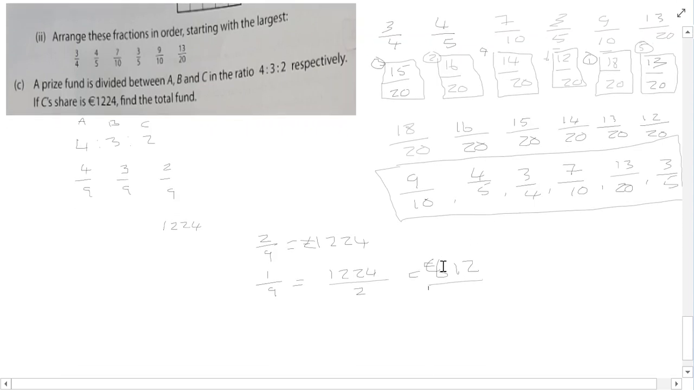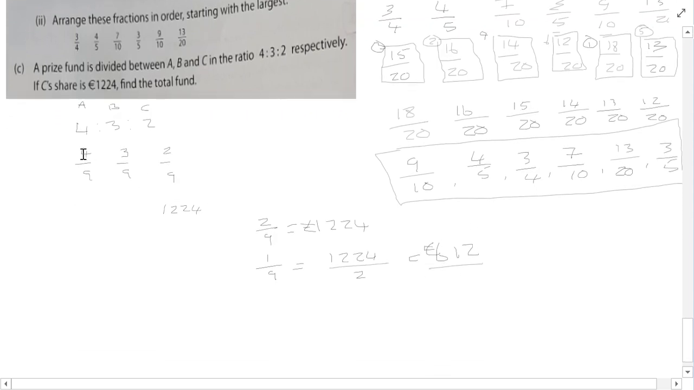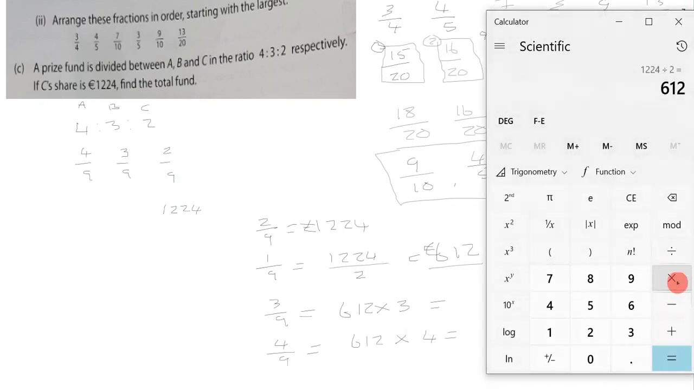So now we can easily figure out what 3/9 is and what 4/9 is. If 1/9 is equal to €612, then 3/9 is going to be equal to 612 multiplied by 3, and we can work these out. And then 4/9 is going to be equal to 612 multiplied by 4. So 612 multiplied by 3 is equal to 1836.